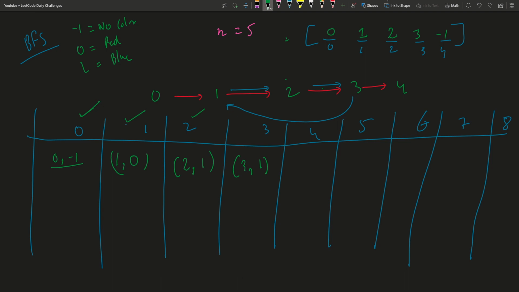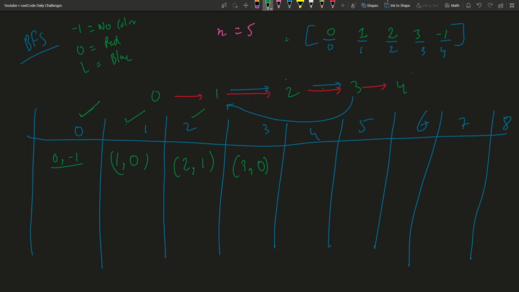Now we have to find all the nodes which are connected to 3, which have not already been taken and have a different color from this. We came with the red color, let me write here red. We have to find a blue edge, right? So there is one node connected with 3, that is 4, and there is another node connected with 3, that is 1, right? There are two nodes connected with 3. You can see there are two edges.